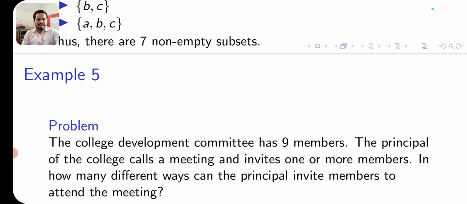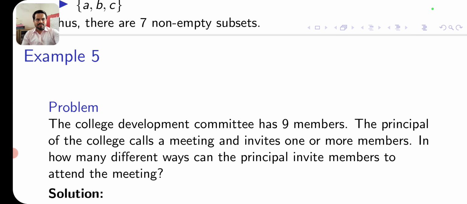So this is the statement. The college development committee has 9 members. The principal of the college calls a meeting and invites one or more members. In how many different ways can the principal invite members to attend the meeting? So read again. We will pause here for 10 seconds. Read this statement of the problem.